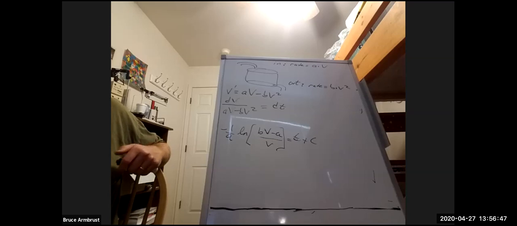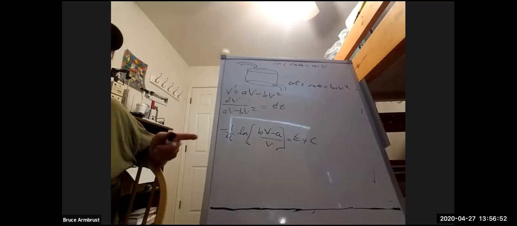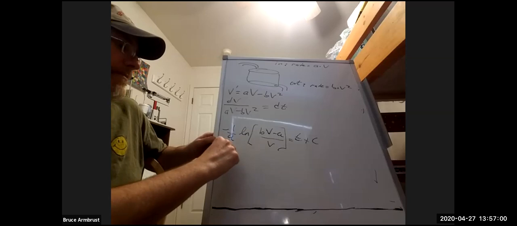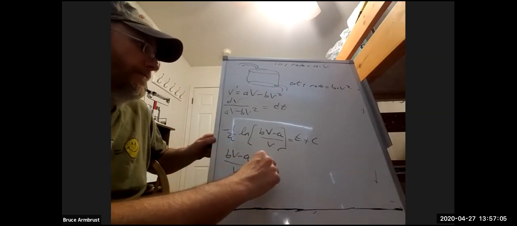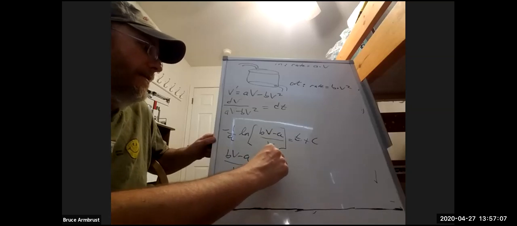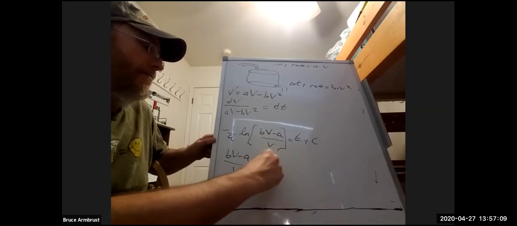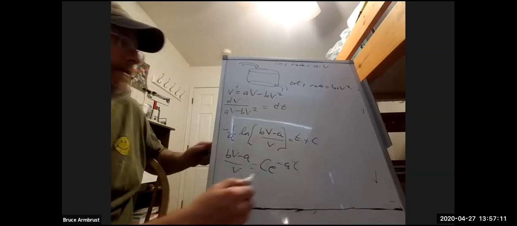All right, so if we trust my TI-89, this is what we get. If we want to go ahead and start trying to solve that for V, I'm going to get BV minus A over V equals e^C times e^(-At).